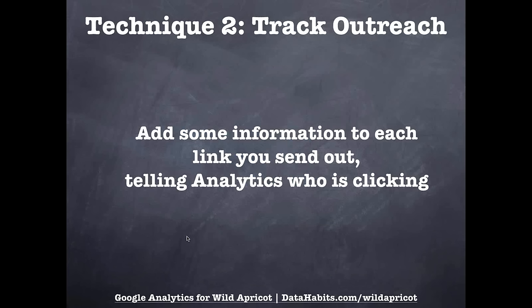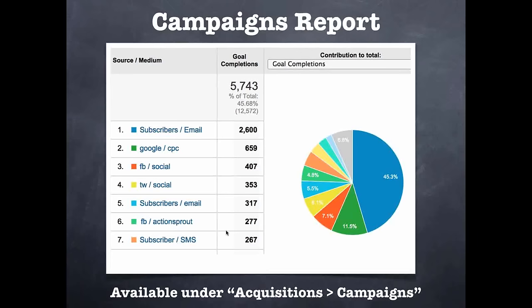I also have a bit of a tutorial that I can add to that Wild Apricot site, datahabits.com/wildapricot, showing you the basics of how to do this. It's just some information that you add. Takes about a minute when you're making a link. Takes about a minute to add this information, and then you get this report, which is not from my website. This is from a client's website. These are their goal completions for a given 3 months.